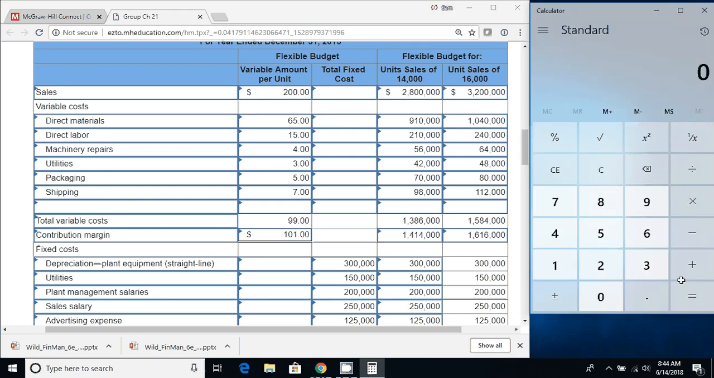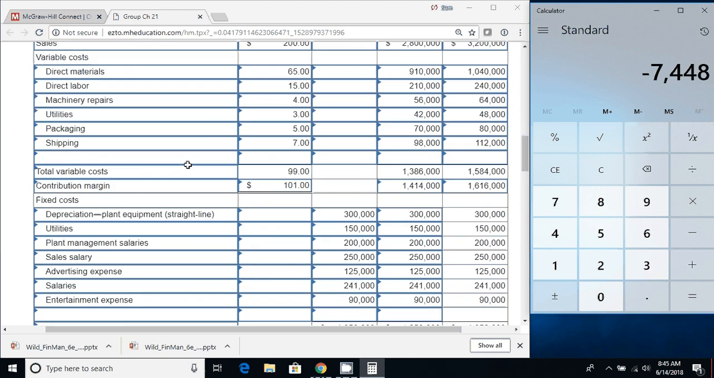I think all I need to do is take 13,352 times 101. That gives me my contribution margin. Then if I subtract that from 1,356,000, which is my fixed cost, I'm going to be at a loss of 7,448. Wasn't that fast? I mean, you can really impress some people by doing this.